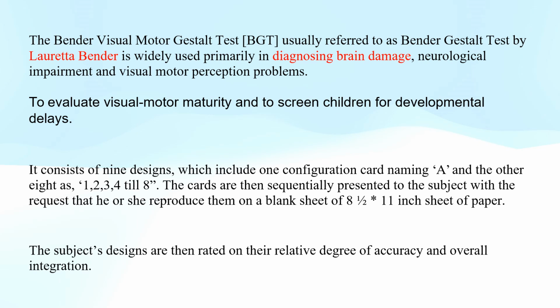So you can just pass them around, and every card has certain designs, and behind them is written the number, and the number denotes what test you have to administer in what sequence. So A is like a setting card that you give so that the test taker is set to that perception that he has to start drawing, and then 1 to 8 is the major 8 cards on which you will test the patient. The subject's designs are then rated on the relative degree of accuracy and overall integration.